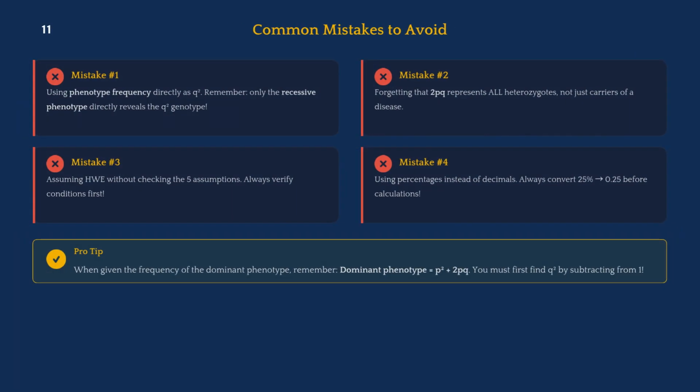Before moving ahead, let's look at some common mistakes students make while solving Hardy-Weinberg problems. Mistake number 1, using phenotype frequency directly as Q². Remember, only the recessive phenotype directly gives you the value of Q². Mistake number 2, forgetting that 2pq represents all heterozygous individuals, not just disease carriers.